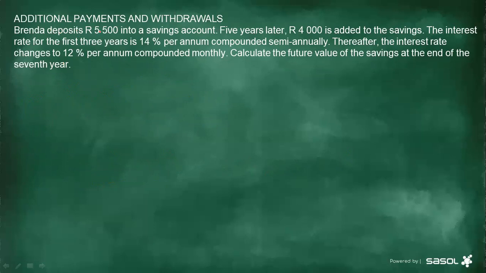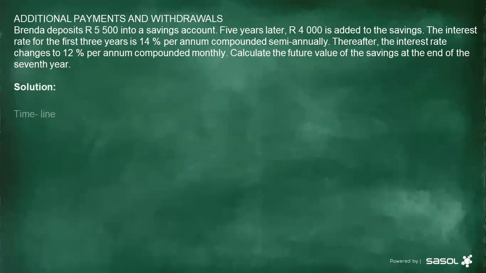Brenda deposits 5,500 into a savings account. 5 years later, 4,000 is added to the savings account, and the interest rate for the first 3 years is 14% per annum compounded semi-annually. Thereafter, the interest rate changes to 12% per annum compounded monthly. Calculate the future value of the savings at the end of the seventh year.